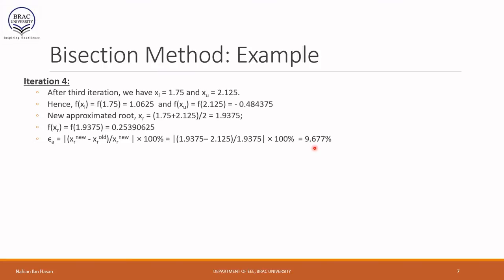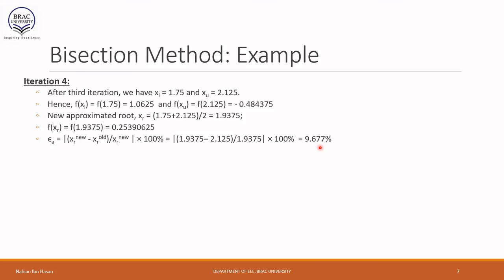Look at this, it already got lower. In the third iteration it was 17 point something percent, but now it's 9.67%. So it's already lower, but still this error is very high. So we need to recalculate further.